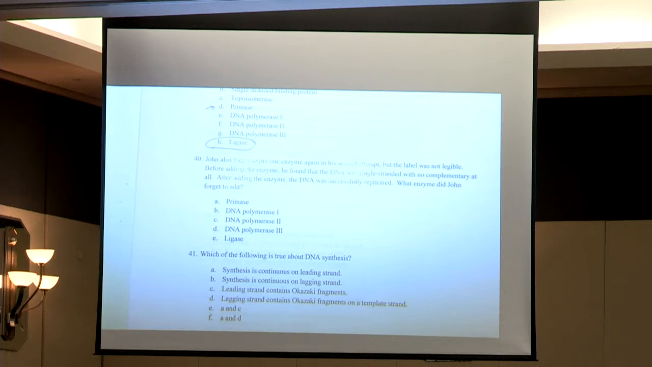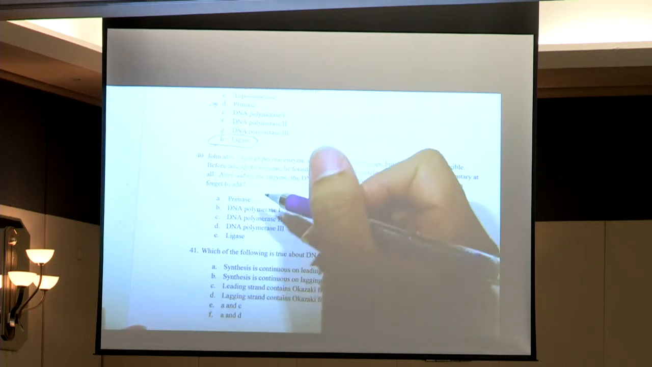So next one, John also forgot to put one enzyme again in his second attempt, but the label was not legible. Before adding the enzyme that he forgot, he found the DNA was single-stranded with no complementary strand at all. After adding the enzyme, the DNA was successfully replicated. What enzyme did John forget to add? So if nothing is on the single strand at all, that means do we even have a primer? No, right? Because the primer is complementary to the strand as the initial thing. So the answer is primase.